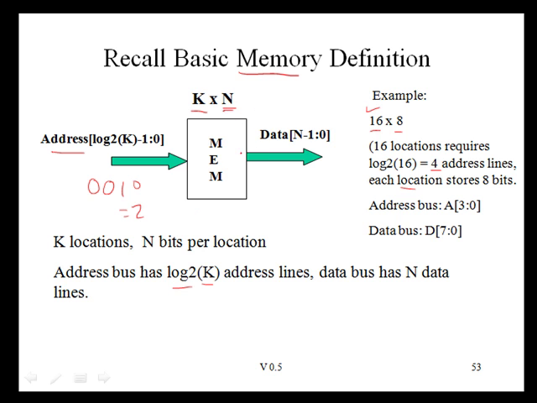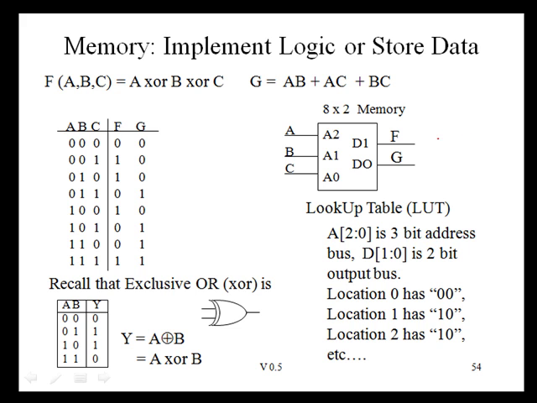Recall this value N is the number of bits per location. So in this example memory, we have 8 bits per location. So the output data bus would have 8 lines, 7 down to 0. Typically, in this class, we're going to view memory as containing data or computer instructions.